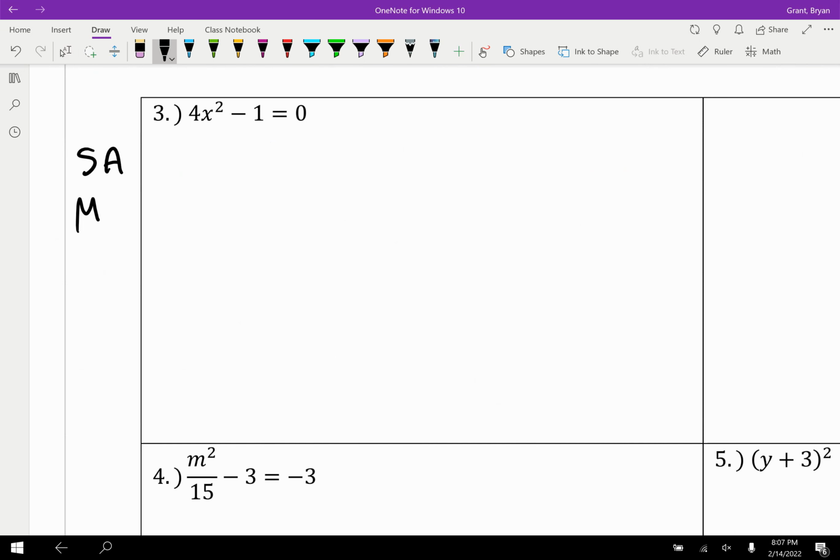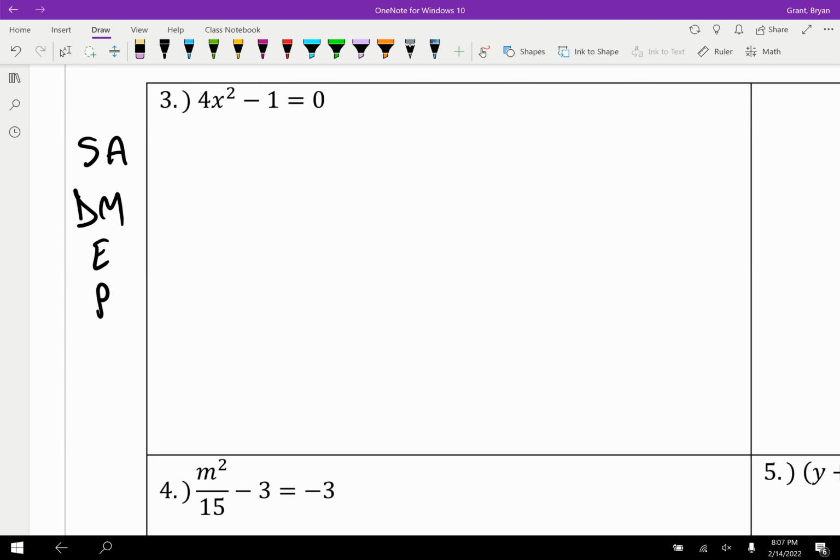PEMDAS again, and I am going to do this every time just to really hammer home this order, because this is the most common mistake I see students make. They just go out of order and they try to divide first, or they square root too early and they end up getting the wrong answer, even though they generally know what they're doing. That order really messes with their answers.